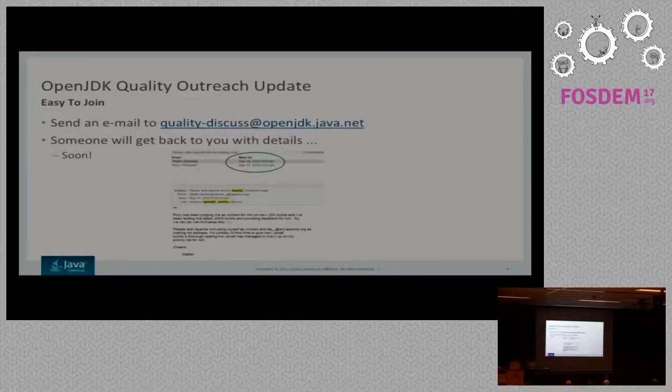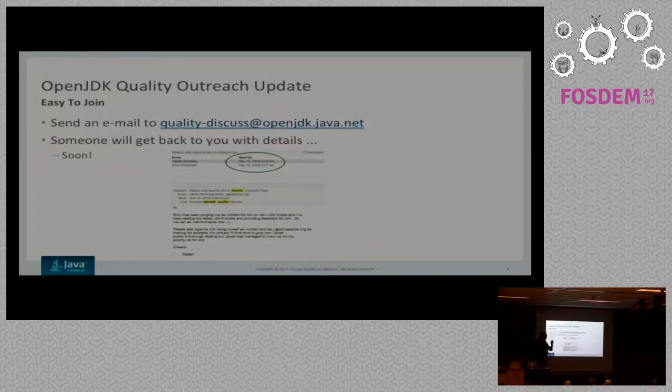It's so simple to join. I would like to recommend it to every single one of you here today. We give you information about what's going into the latest build and changes that might break you, and advise you, if you're doing this, you need to test on this particular build. All you have to do is send a mail to the quality-discuss OpenJDK list, or you can send a mail to me as well, if you prefer.